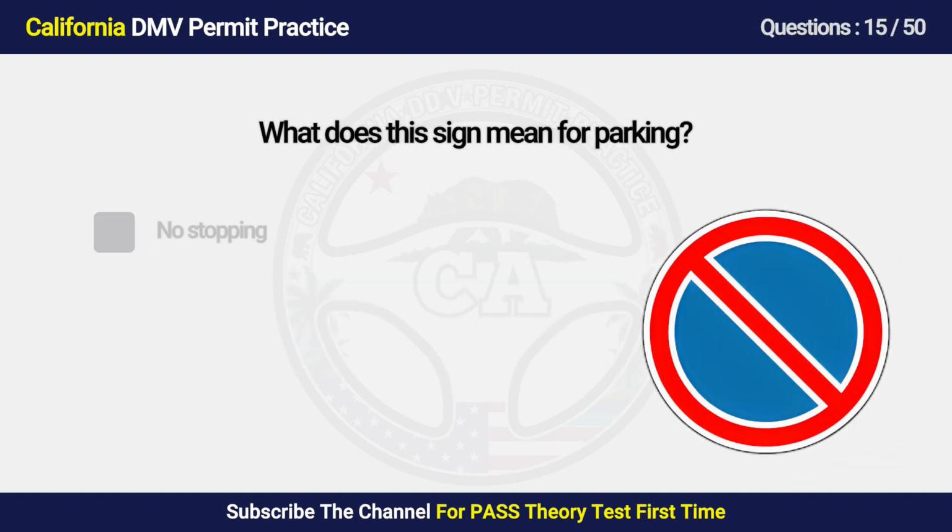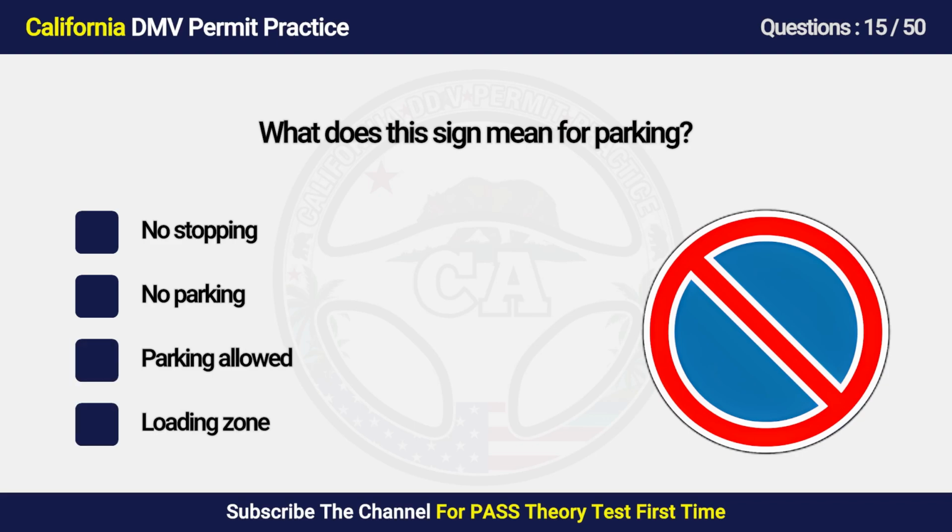Question 15. What does this sign mean for parking? A. No stopping. B. No parking. C. Parking allowed. D. Loading zone.